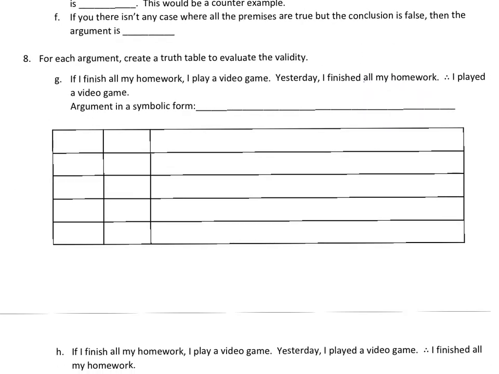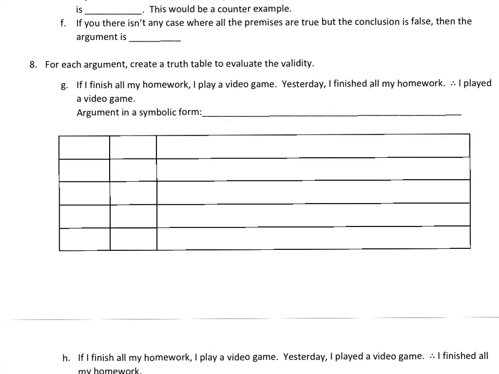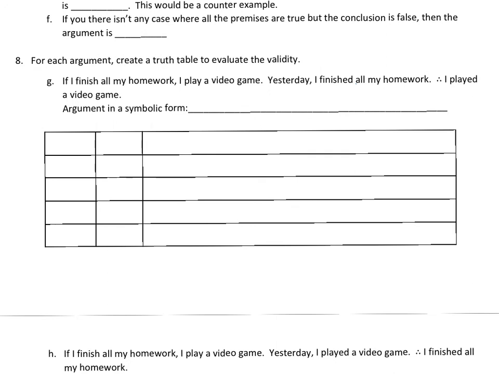Number 8. If I finish all my homework, I play a video game. Yesterday I finished all my homework. Therefore, I played a video game. Okay, so there's homework, there's a video game. The first statement says if, then, that's a premise. Yesterday I finished all my homework, that's a premise. Therefore, I see the little 3 dot symbol, so the last statement is the conclusion. So I have premise 1, the if-then. Yesterday I finished my homework, that's premise 2, and then we have the conclusion.